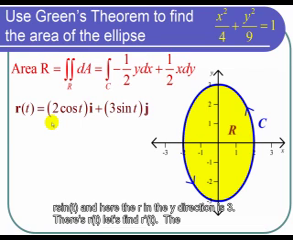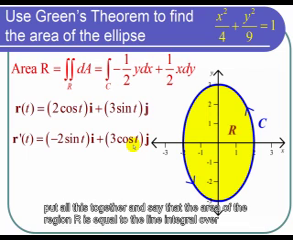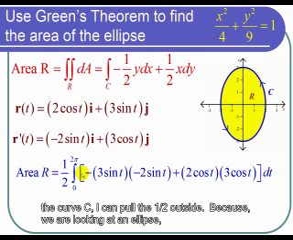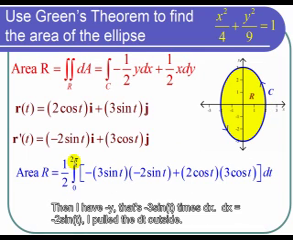Let's find r prime of t. The derivative of 2 cosine t is negative 2 sine t. And the derivative of 3 sine t is 3 cosine t. So now I can put all this together and say that the area of the region R is equal to the line integral over the curve C, and I can pull the 1/2 outside. Because we're looking at an ellipse, t is an angle, so it goes from 0 all the way around to 2 pi, so the integral goes from 0 to 2 pi.